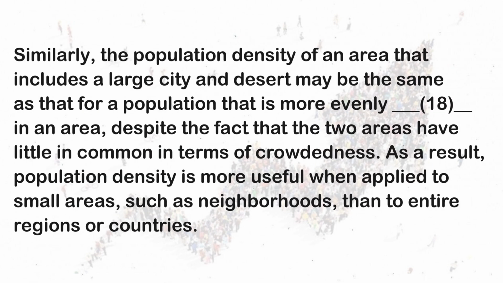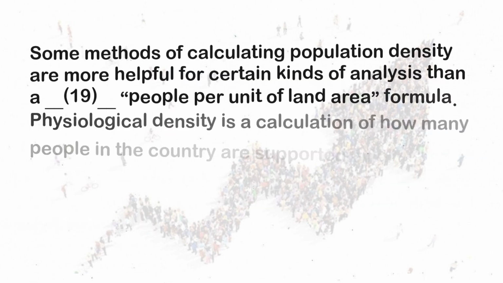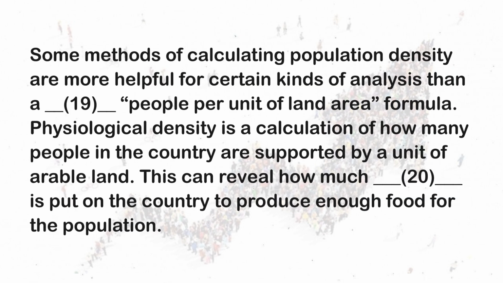Similarly, the population density of an area that includes a large city and desert may be the same as that for a population that is more evenly spread in an area, despite the fact that the two areas have little in common in terms of crowdedness. As a result, population density is more useful when applied to small areas, such as neighborhoods, than to entire regions or countries. Some methods of calculating population density are more helpful for certain kinds of analysis than a strict people per unit of land area formula.